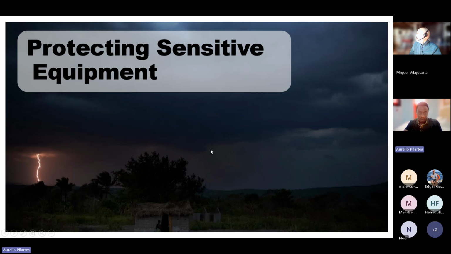And then we talk about protecting sensitive equipment. I think it's something we mentioned before, but can someone recall for us why we protect sensitive equipment? We protect sensitive equipment from what exactly?